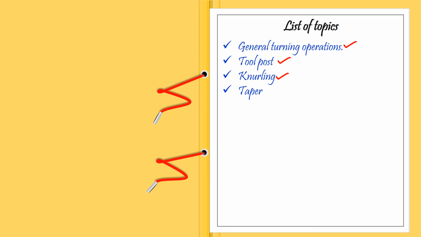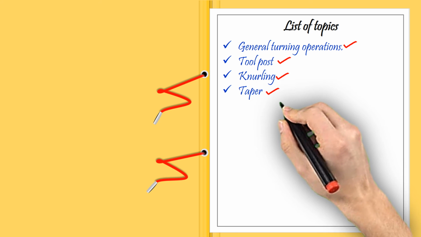In this week we have totally covered general turning operations, tool post, knurling, and taper.